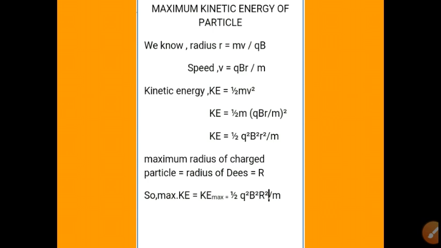Then kinetic energy is equal to half m v square. Substituting the value of v there, we can write half m into q B R by m whole square is equal to half q square B square R square by m. But maximum radius of the charged particle is the radius of the D's, that is capital letter R. Therefore, we will get the maximum value of kinetic energy by substituting this value of R there. That is half q square B square R square, where R is the radius of the D's, divided by m.